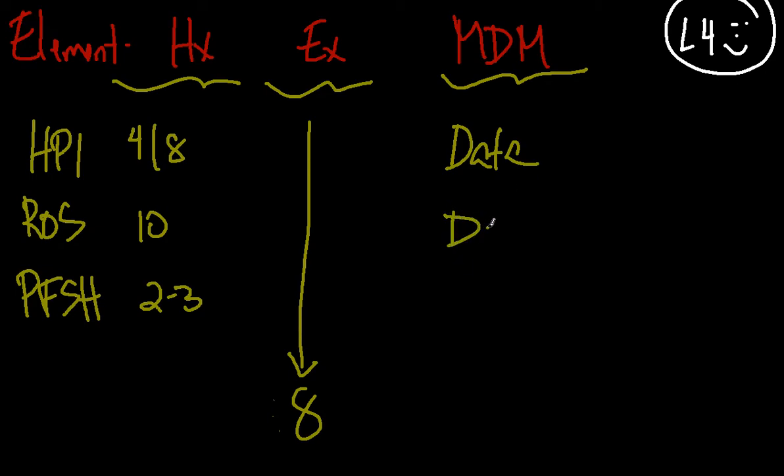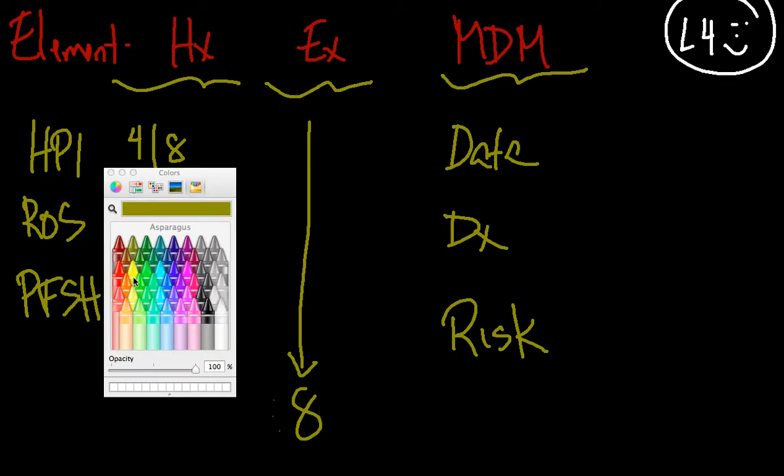data, diagnosis, and risk. Now, what you score in each of these components will determine your ultimate score in this element. That same is true for the history. What you score in each of these three components will ultimately give you a score for this element. But the scoring system is a tad different, and so let's walk through that for a minute.